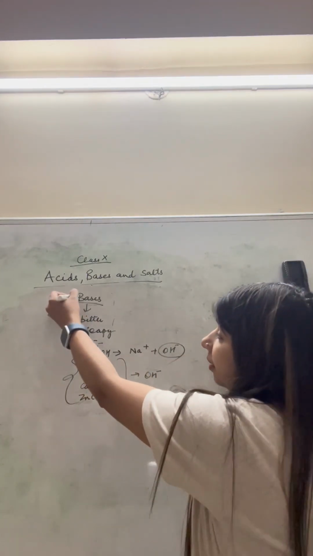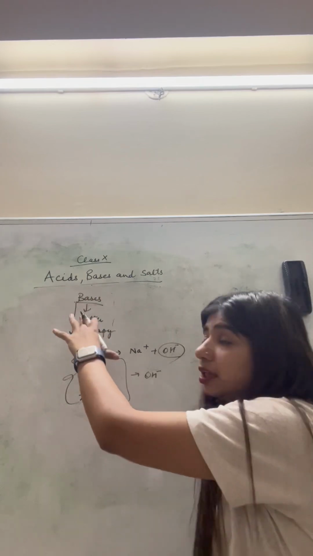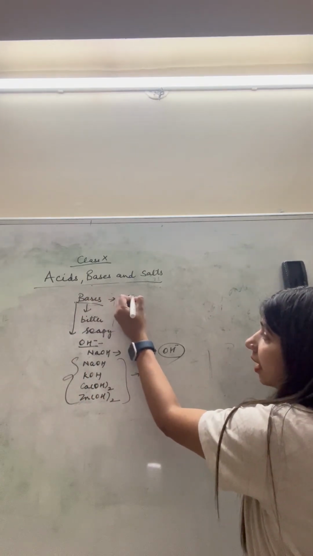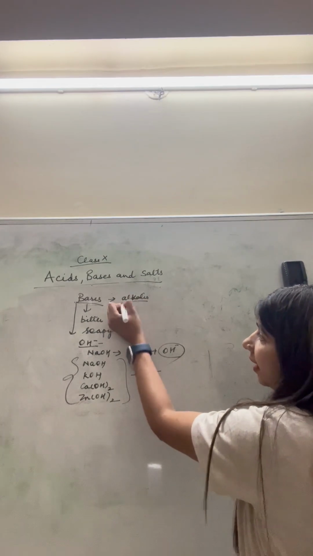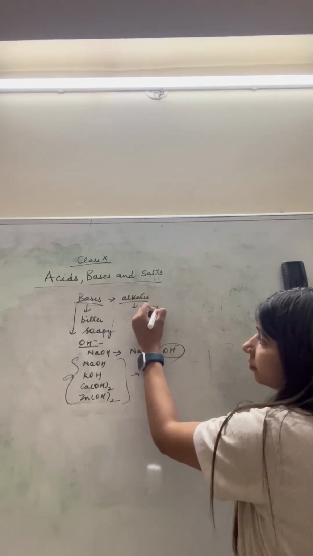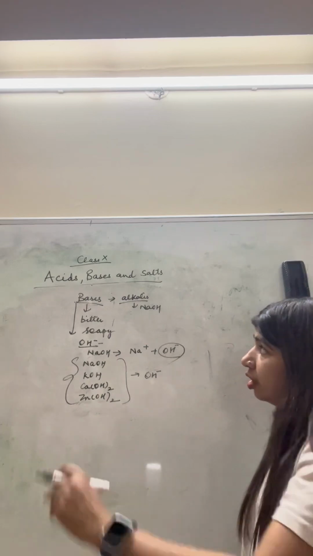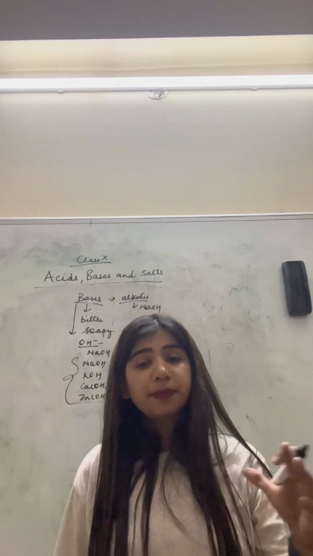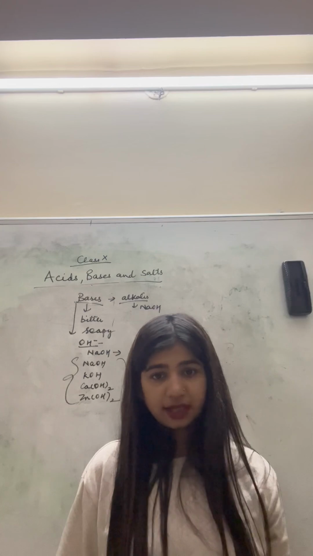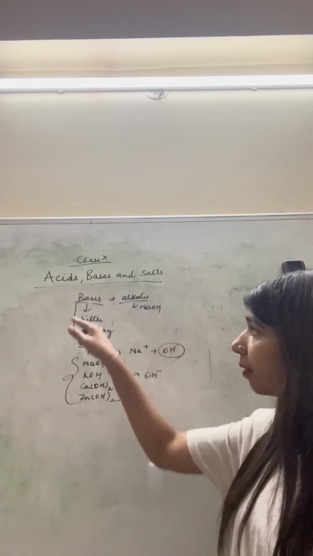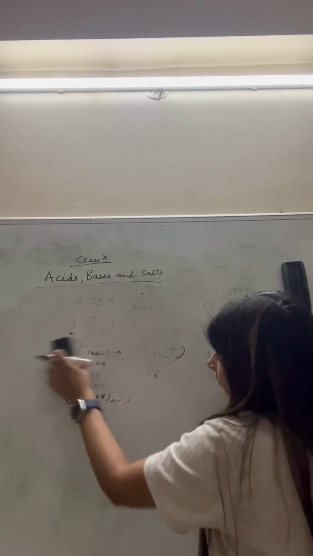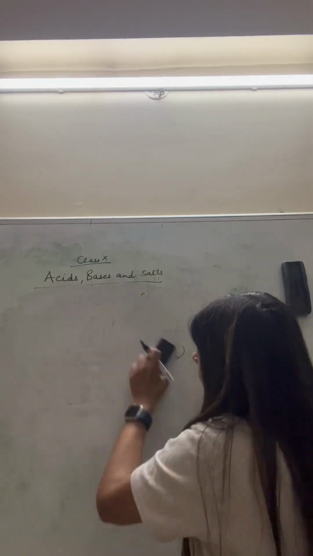And the bases which are soluble in water are called alkalis, like NaOH. We have seen. So we can say that all alkalis are bases while all bases are not alkalis. Right? So this was brief about bases. Now we will learn about salts.